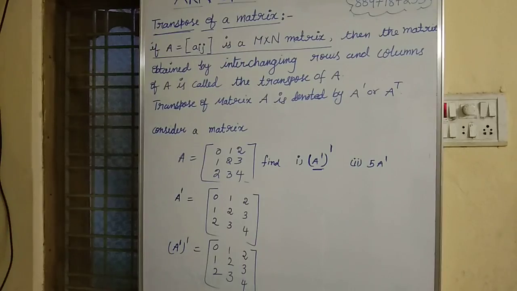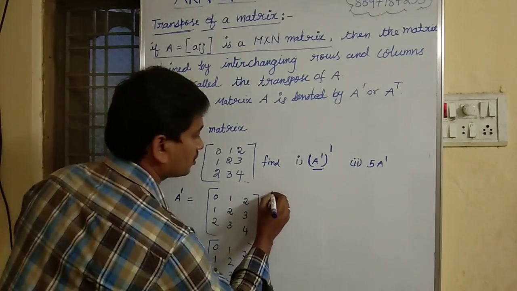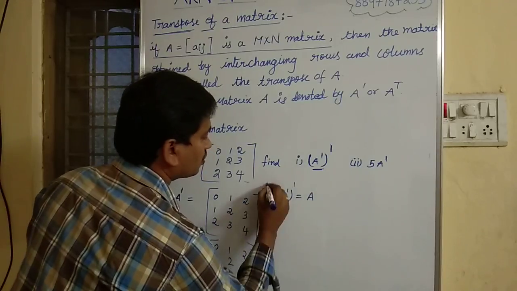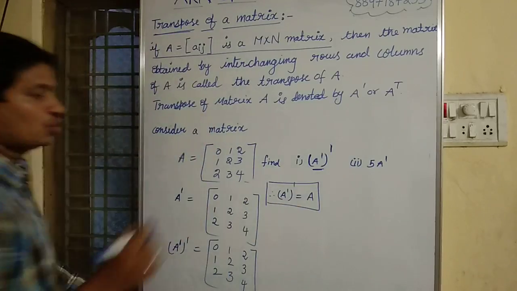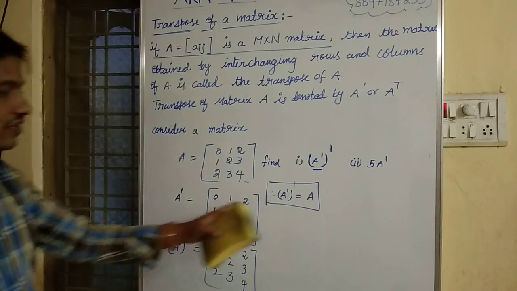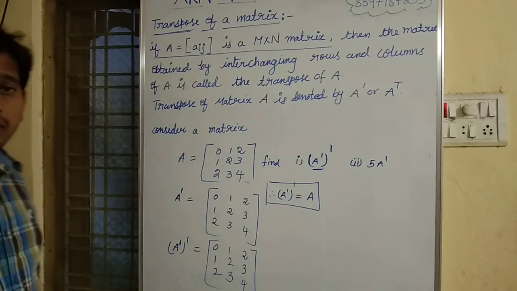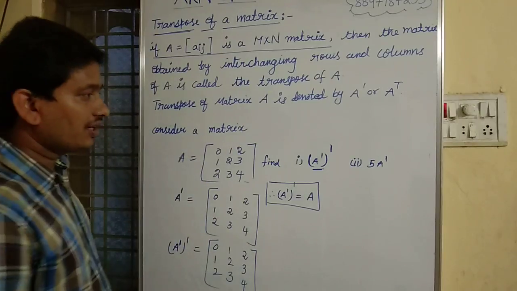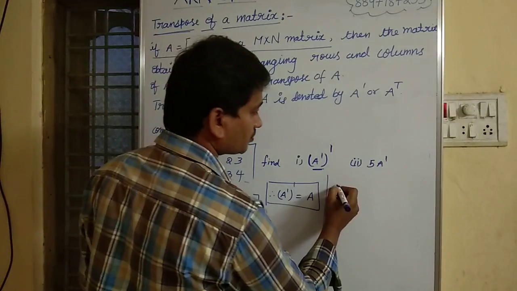From this, what did you understand? We can say that A dash whole dash is equal to what, children? A dash whole dash is equal to A. This is a very important point for competitive exams. A dash whole dash is equal to A. Right?